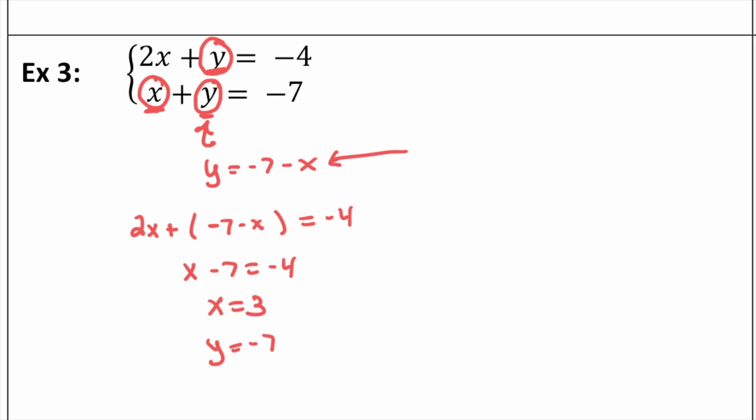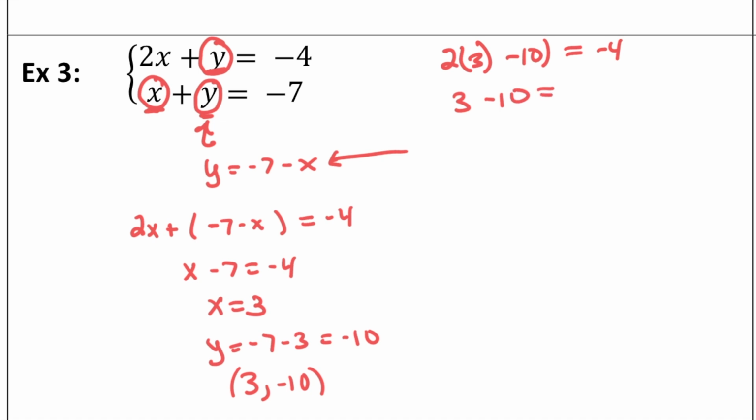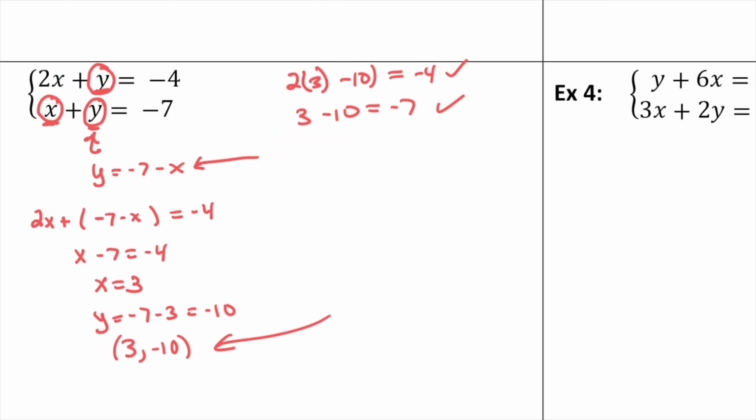Once you have an x value, use your equation to find your y. y equals -7 minus 3, which is -10. So I believe my answer is (3, -10), but I want to check it. Go back to one of my equations. Is 2 times 3 minus 10 equal to -4? Yes, it is. Is 3 minus 10 equal to -7? Yes, it is. So I do have a solution to the system of equations.